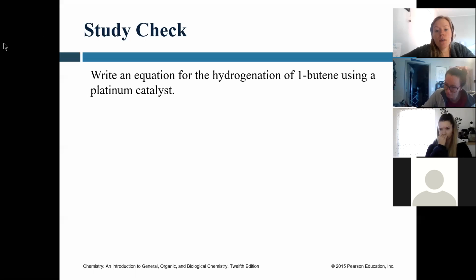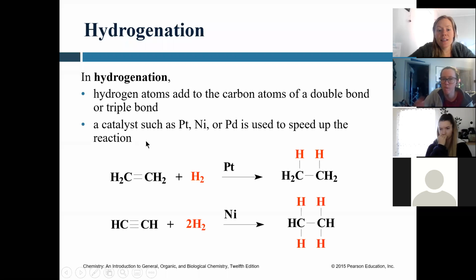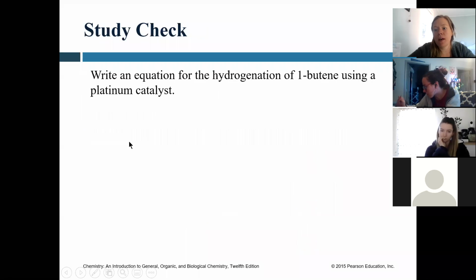Okay, so if you get the basic idea of what's happening, you draw your structure, you open up the double bond and you shove hydrogens onto it. It doesn't really matter how long the chain is, right? Everything else is kind of not important. It's only really what's happening at the double bond that's important.